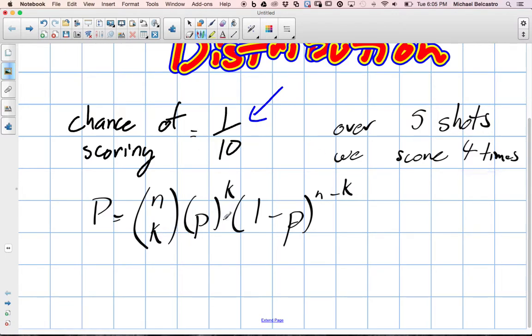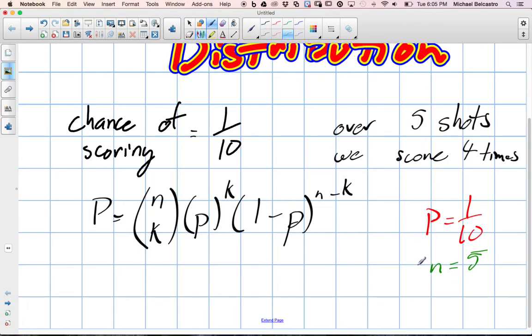We just have to denote what these each stand for. So P is the probability of the event happening. In our case, our P is 1 in 10. You score 1 in 10 shots. N is the number of trials. Well, we're saying that we run this over 5 shots, so our N value is going to be 5 times. K is the number of successes.